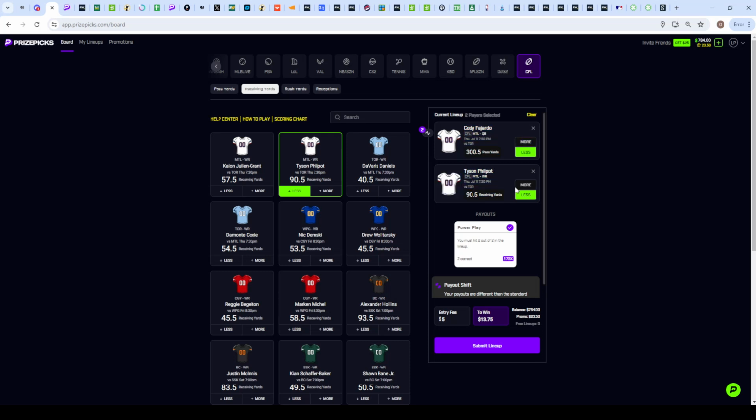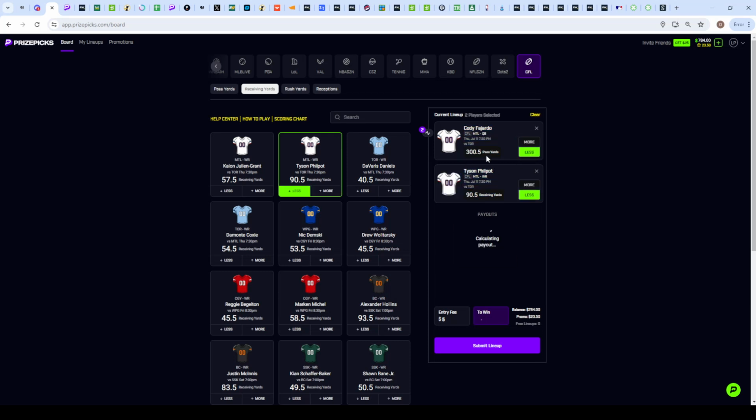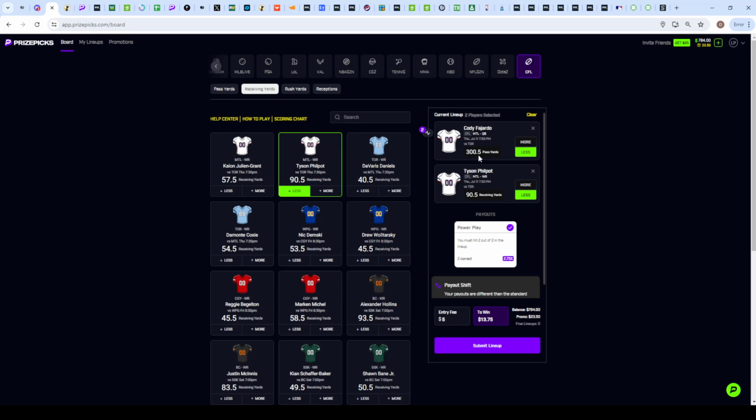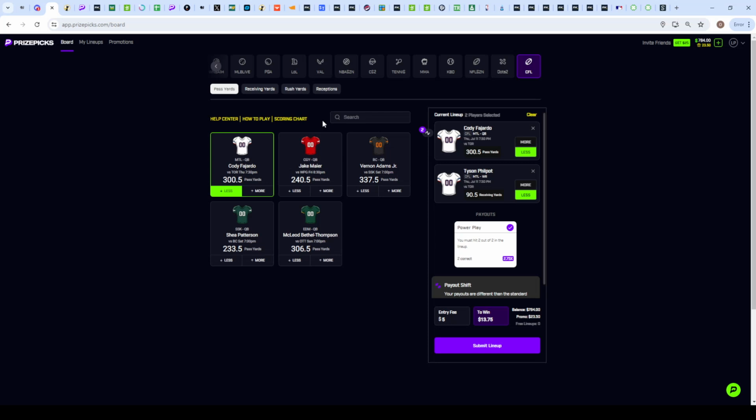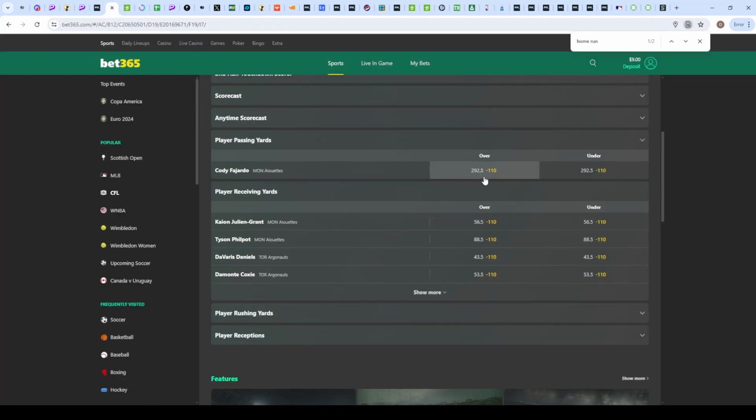Now again, the question is, do you want the more or do you want the less? And the less is the play, because these lines are set too high relative to other sportsbooks. For Cody, he's set at 300.5 passing yards. On Bet365, he's set all the way down at 292.5. So we're getting 8 passing yards of protection. I know it doesn't seem like a lot of passing yards on 300 yards, but it definitely is a lot. I'm pretty sure just 2 weeks ago, I lost a passing yards prop by around 7 or 8 passes. So you definitely want as many as possible in your direction.